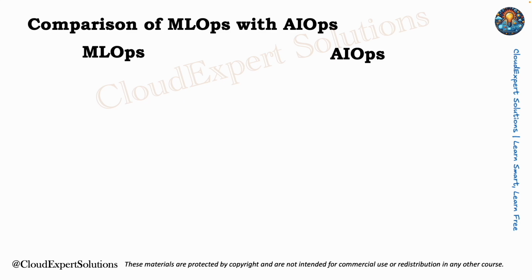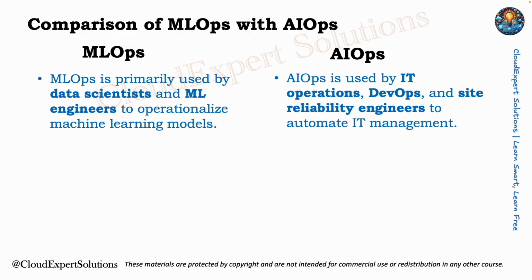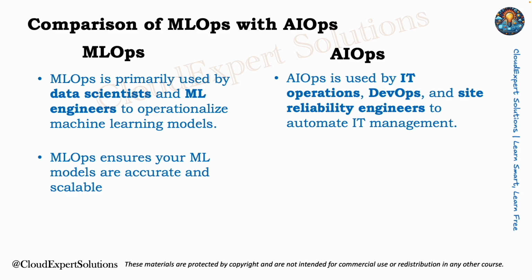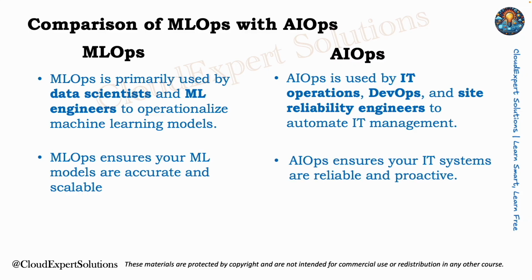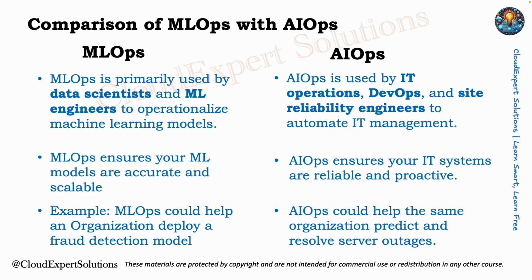Now let's compare both practices side by side. MLOps is primarily used by data scientists and machine learning engineers to operationalize machine learning models. AIOps, on the other hand, is used by IT operations teams, DevOps, and site reliability engineers to automate IT management. MLOps ensures your machine learning models are accurate and scalable, while AIOps ensures your IT systems are reliable and proactive. As an example, MLOps could help a bank deploy a fraud detection model, while AIOps could help the same bank predict and resolve server outages.